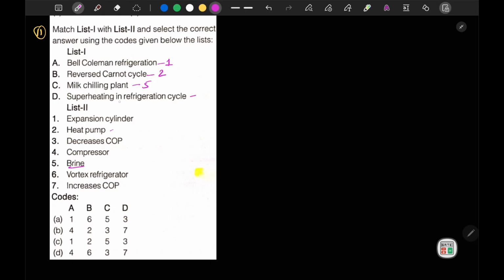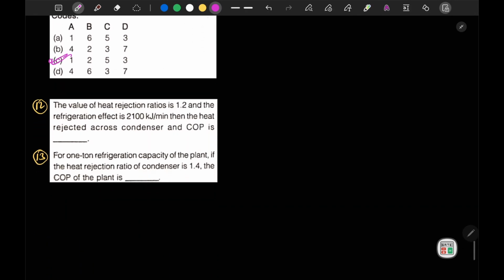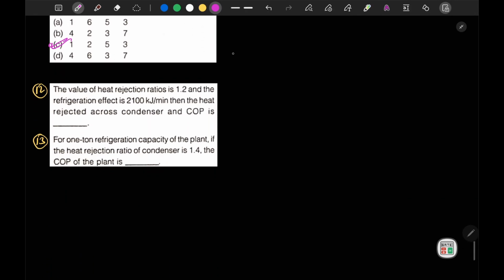And if we talk about superheating in a refrigeration system, if we superheat in our refrigeration cycle, outside the evaporator, then what happens? Our refrigeration effect remains the same but our work input increases, so our COP decreases. So option 3. So the question's answer should be 1, 2, 5, 3, this C. Okay, now moving to next question number 12.